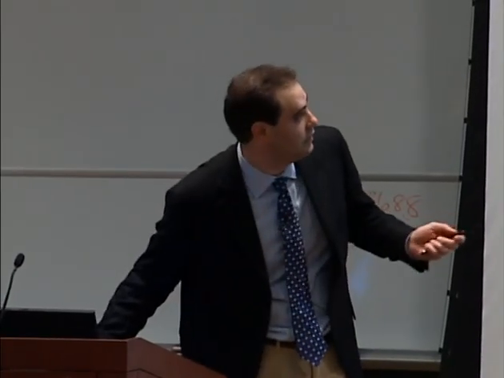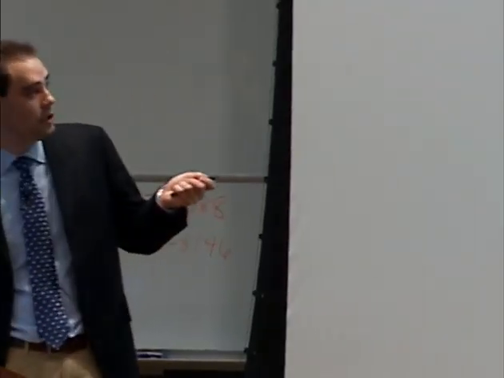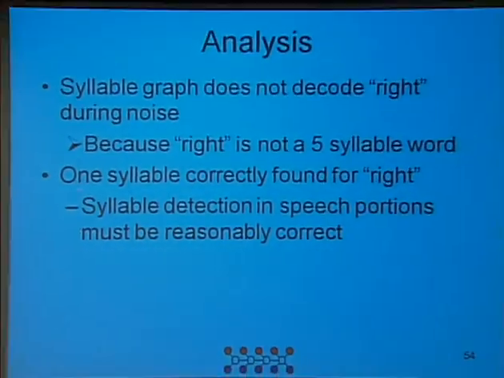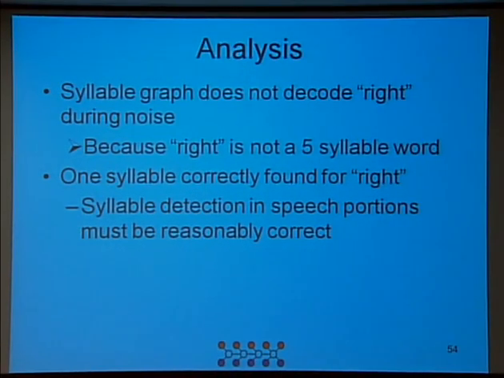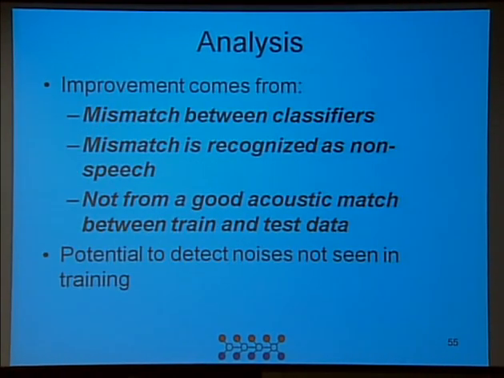Okay, and yeah, I think I touched upon these in our questions. Right isn't 5 syllables, so that hypothesis gets downgraded. The correct right has 1 syllable that's correctly detected, so it's reinforced. This improvement comes from a mismatch between the classifiers, and this particular mismatch is recognized as non-speech, and it's not from a particularly good acoustic match between the training and the test data.